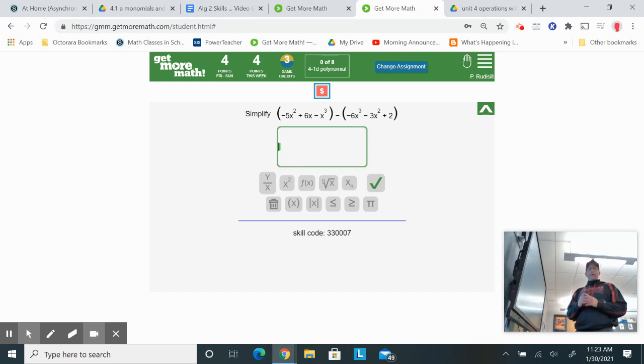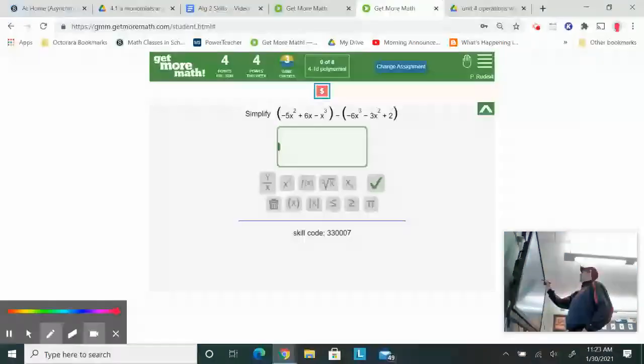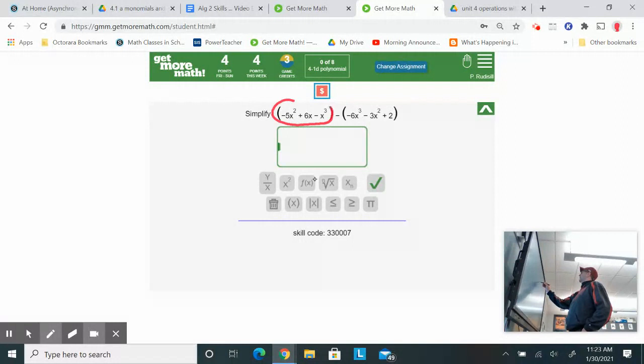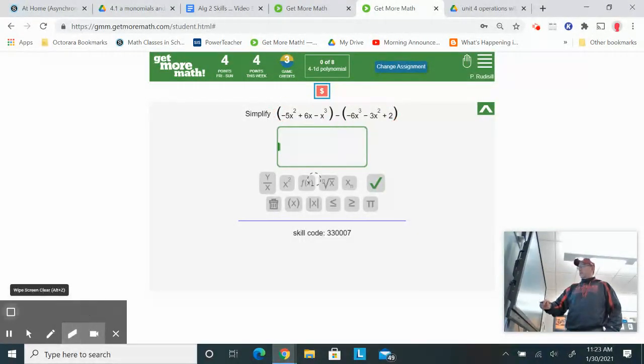In this video, we're going to subtract polynomials. So I have a negative 5x squared plus 6x minus x cubed, and we're going to subtract the opposite of 6x cubed minus 3x squared plus 2. Now, when you subtract a group, we've got to distribute the subtraction through, or I like to say you're distributing a negative 1 through. So let me clear that and let me show you what I'm talking about.